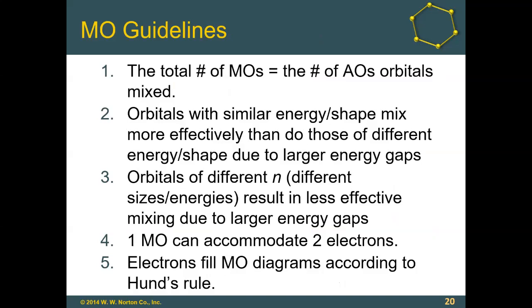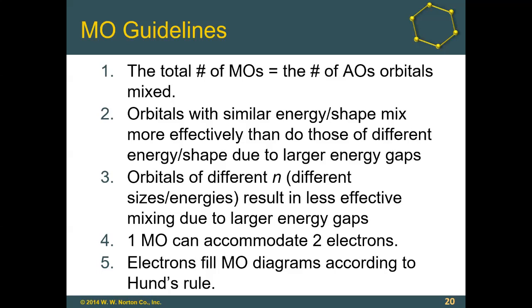Again, the total number of molecular orbitals has to be equal to the number of atomic orbitals that were mixed. Orbitals with similar energy and shape are going to mix more effectively than those of different energy and shape, because there are larger energy gaps between them. So a 1s orbital is going to mix better with a 1s orbital. A 1s orbital might mix a little bit with a 2s orbital, but they do have larger energy differences between them. But a 1s orbital and a 2p orbital would be poor for mixing because they're in different shells and they also have different shapes. And so it's a question of degree, and you could almost think of it as like a three strikes and you're out kind of thing, I guess.